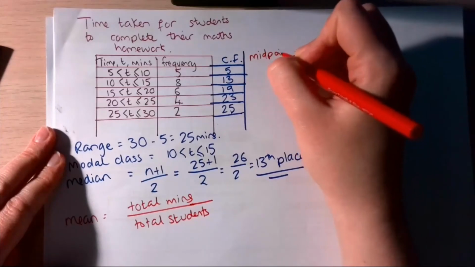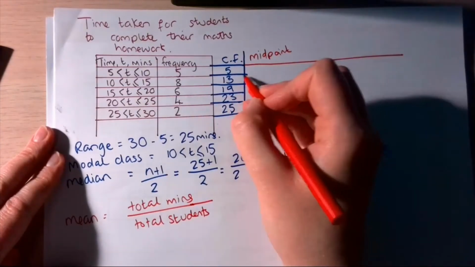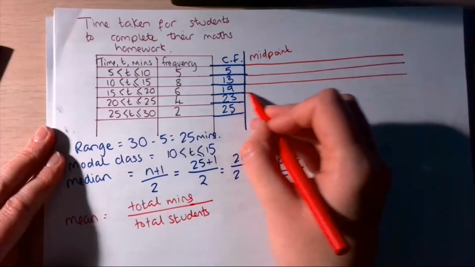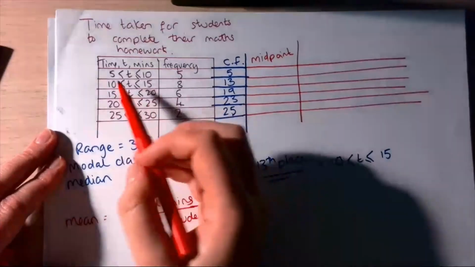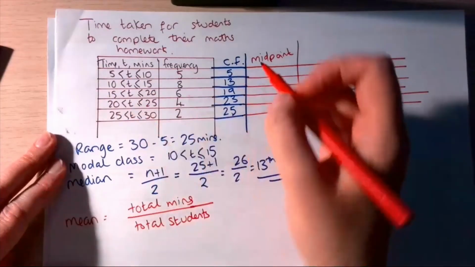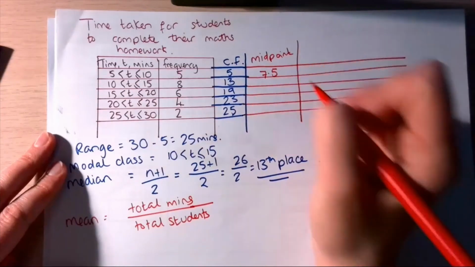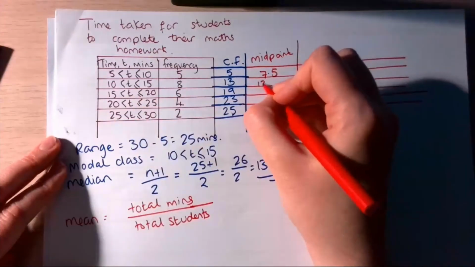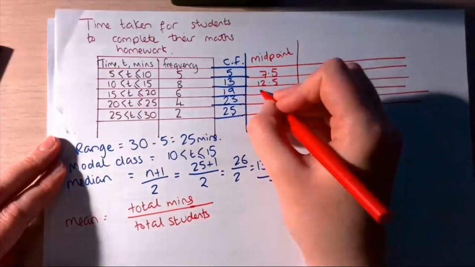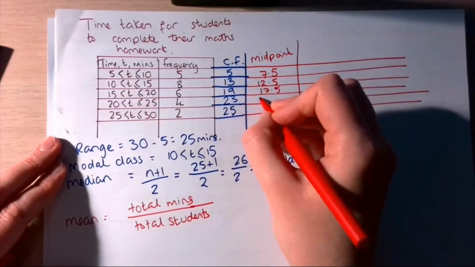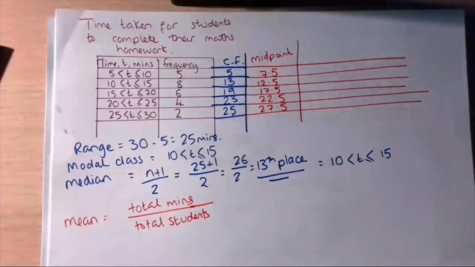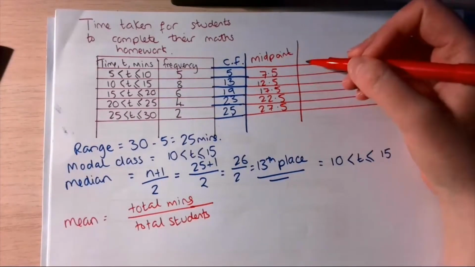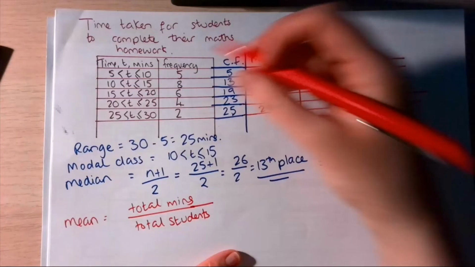So midpoint, let's just stretch these along a little bit more. Oh, missed one. There we are, midpoint. So the number that is halfway between 5 and 10, that's 7.5. Between 10 and 15, 12.5, 15 to 20, 17.5, and so on. 22.5, 27.5. So there's our midpoint, and that's what we're going to use to help us estimate here. And once we've done that, we can now go on and do our midpoint multiplied by our frequency.